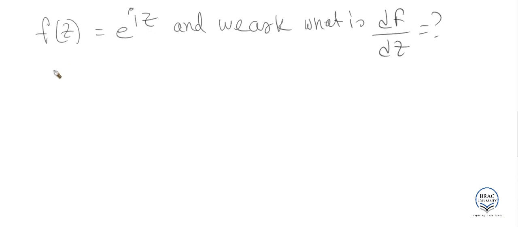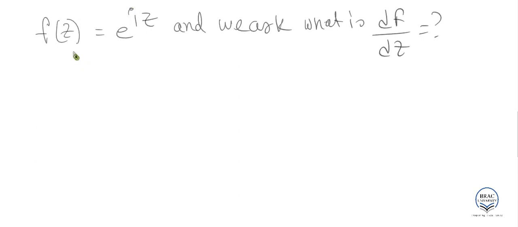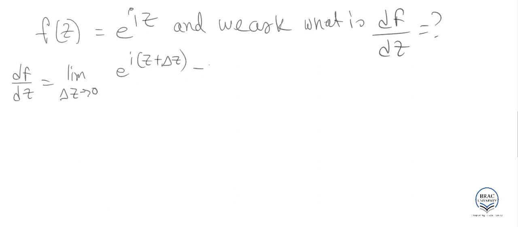So at this point you might guess that df by dz should be something like this, right? But it's a guess and we need to prove it. Bear in mind that we are not taking any guarantee that this will be the case. It might be different, but let's work from the basic definition of the derivative and see what happens. So we write df by dz as the limit as del z goes to 0 of e to the power i z plus del z minus e to the power i z, by del z.